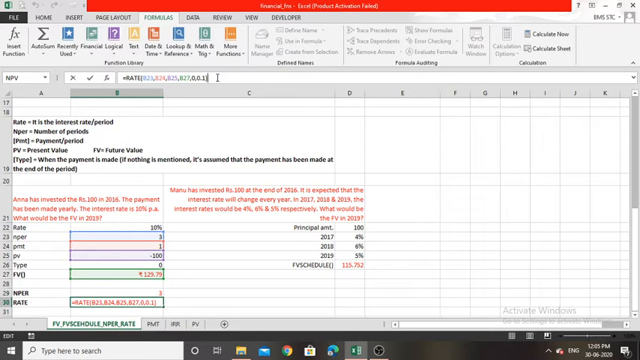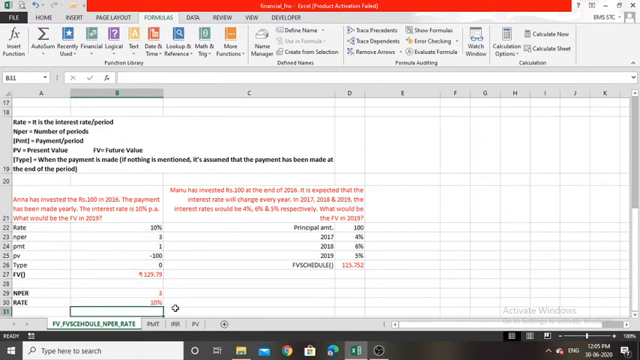I simply put the same values that were given in the question itself, then I press enter. So check, the rate is also 10%. We can compare that the rate is the same rate which is retrieved by Excel itself by using different formulas.